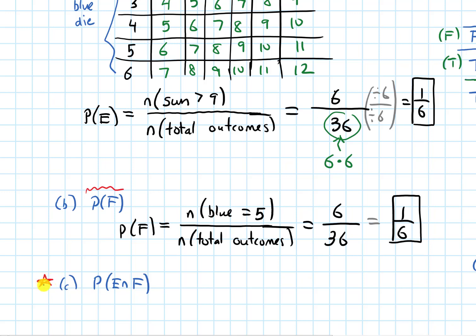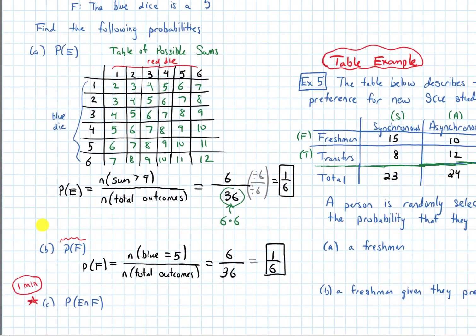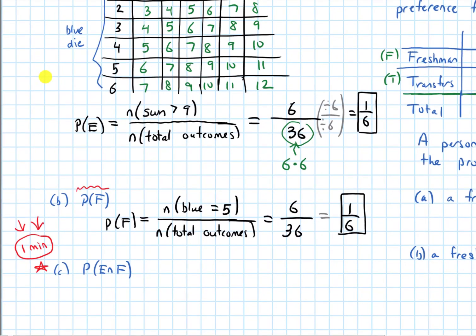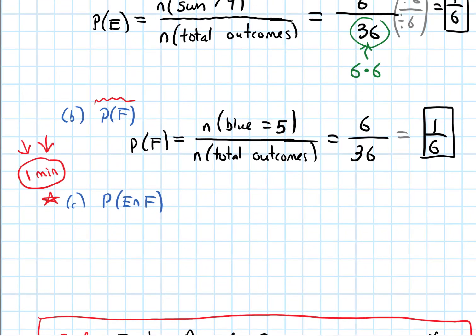So pause the video for 1 minute to try this one on your own first. I'm going to zoom it out a little bit so you can see what E and F are as well as this table, and then try this one on your own. Pause it and try this one for about 1 minute. Alrighty, so hopefully you've done that. Hopefully you paused it and tried this for about a minute. Let's talk about it together.